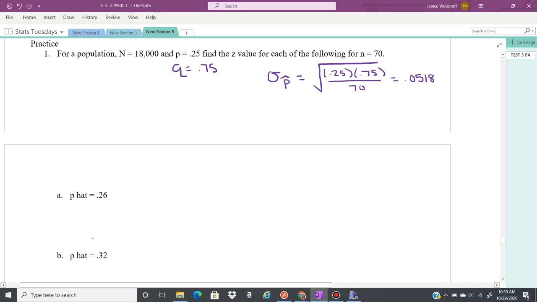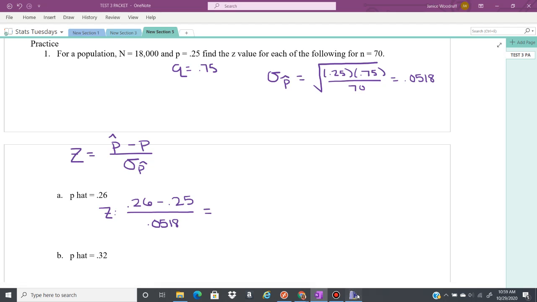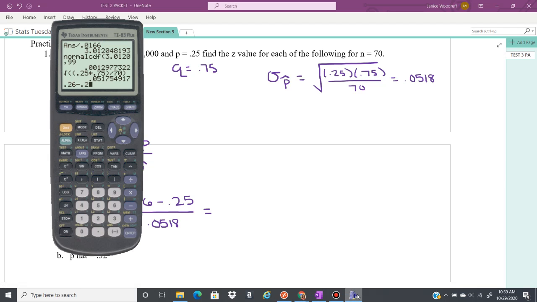All right, so for each of these problems, we're just going to change the p hat. Remember you're doing the z-score: p hat minus p over the standard deviation of p hat. So for 0.26, we're going to be doing 0.26 minus our p, 0.25, over 0.0518. That should give us 0.1931.